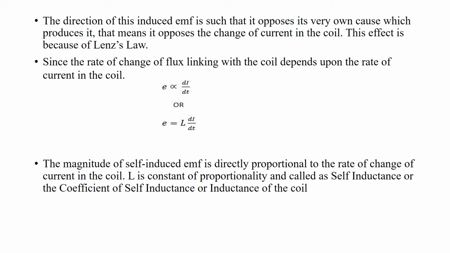As we all know, the EMF is directly proportional to the rate of change of flux. Here the flux change depends on the current. So I am writing in the equation E is directly proportional to di by dt. The di/dt is the rate of change of current, which is due to the change in the value of resistance. To remove the constant of proportionality, I am introducing L. The L is the self-inductance of the coil.